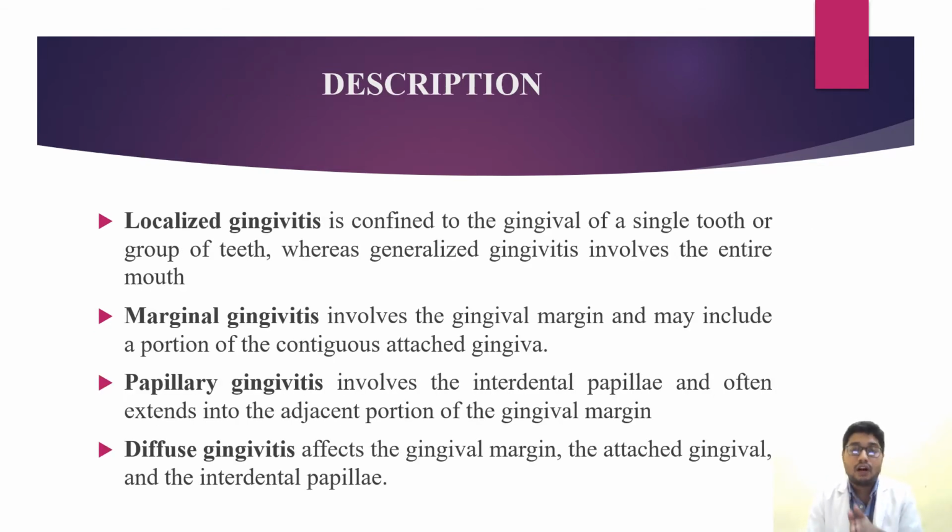So how will we describe gingivitis? It is described as localized gingivitis, generalized gingivitis, marginal gingivitis, papillary gingivitis and diffuse gingivitis. Localized gingivitis is confined to the gingiva of a single tooth or a group of teeth, whereas generalized gingivitis involves the entire mouth. Marginal gingivitis involves the gingival margin and may include a portion of the contiguous attached gingiva. Papillary gingivitis involves only the interdental papilla and often extends into the adjacent portion of the gingival margin. Diffuse gingivitis affects the gingival margin, the attached gingiva and the interdental papilla also.